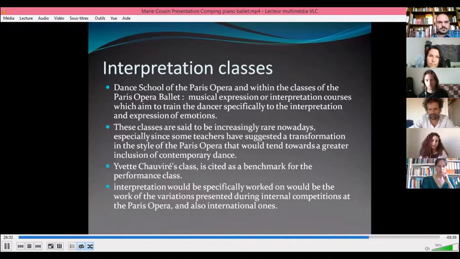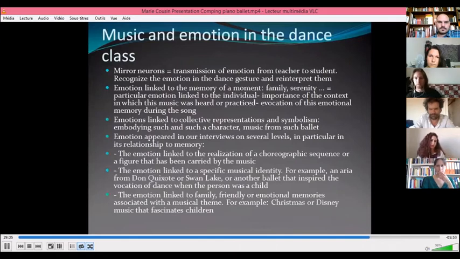Music and emotions in the dance class and specificities of the exercises. Mirror neurons conduct the transmission of emotion from teacher to student. Recognize the emotion in the dance structure and reinterpret it.